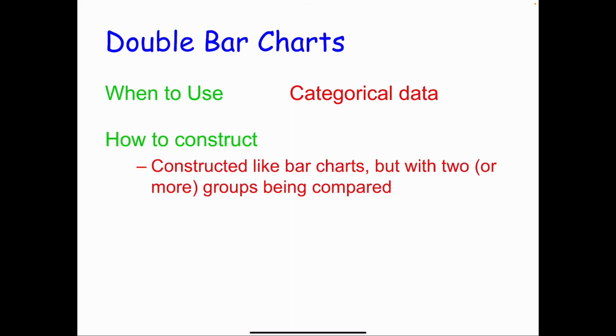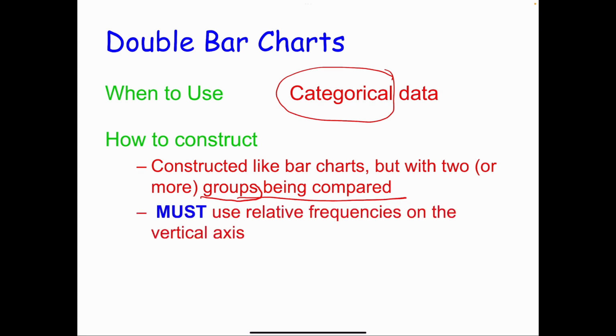The first chart we are talking about is the double bar chart. When to use this kind of chart? Well, with categorical data. And how to construct this kind of chart? First, it's constructed like bars, but with two or more groups being compared. Groups being compared. Why groups? Because it's categorical data.